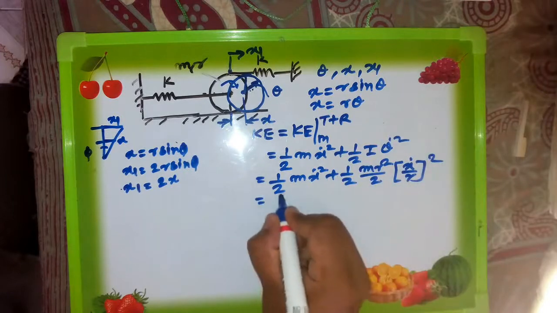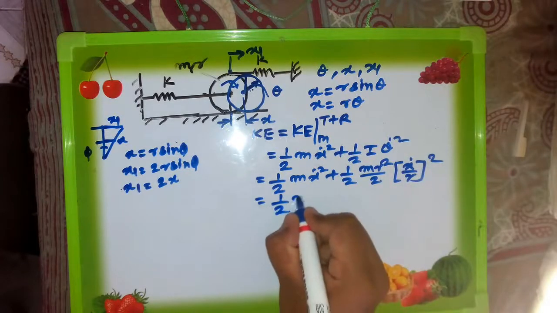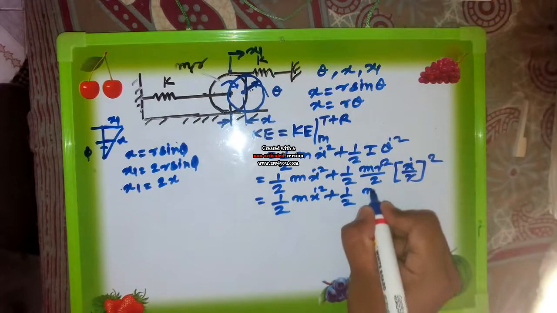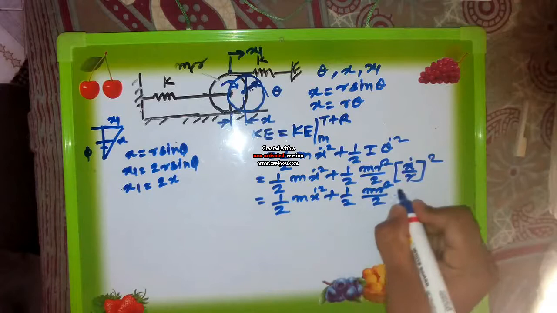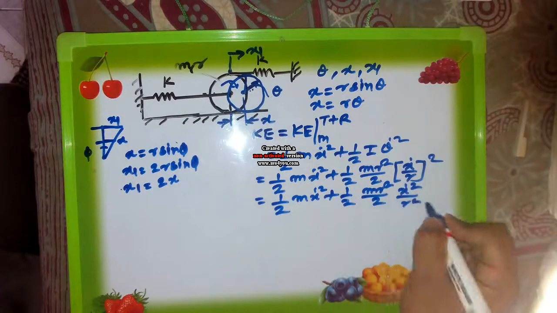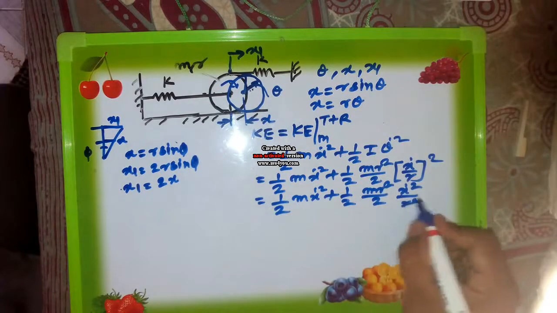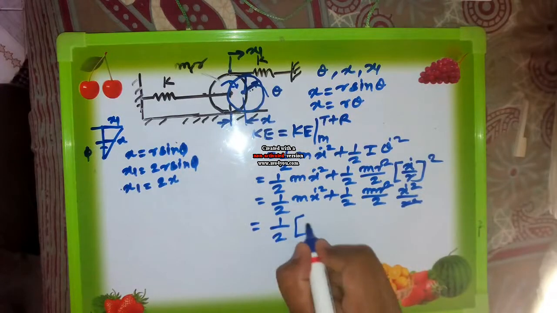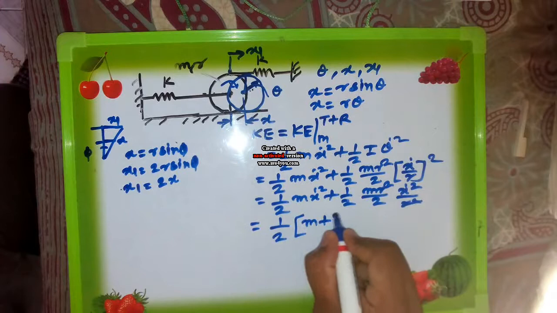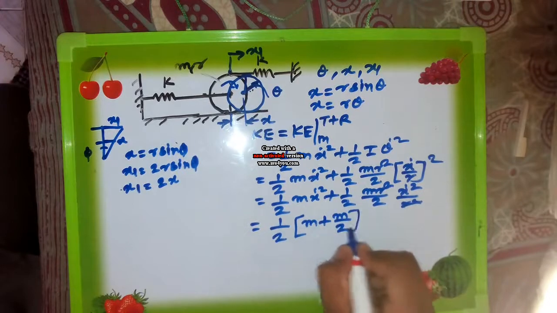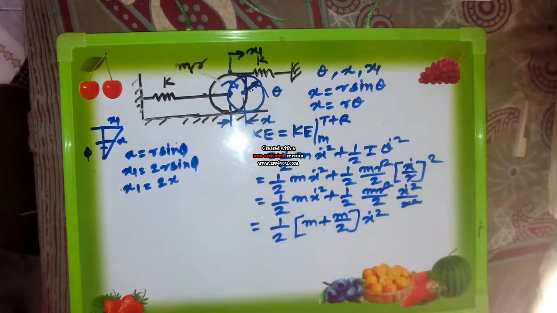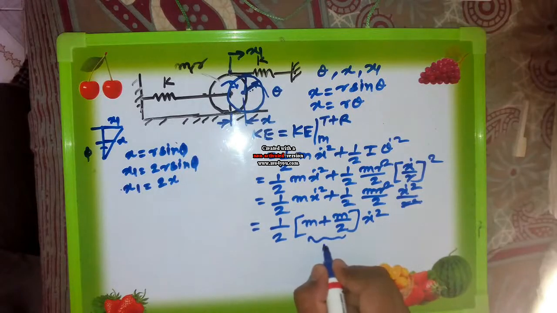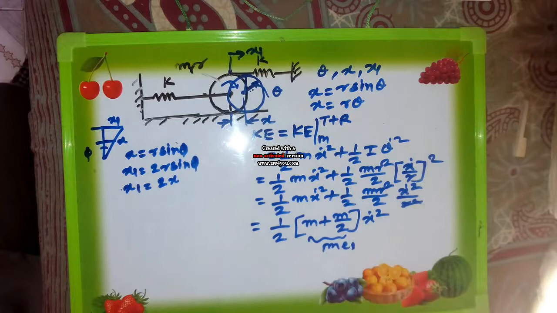So can I write down, it will be 1/2 into this mass m x dot square plus 1/2 into this m r squared by 2 into x dot square upon r square. Okay, so it's r squared, and so we cancel it out. So I can write down it will be 1/2 into this mass m plus m by 2 into x dot square straight away. Okay, so this is the value of m equivalent.